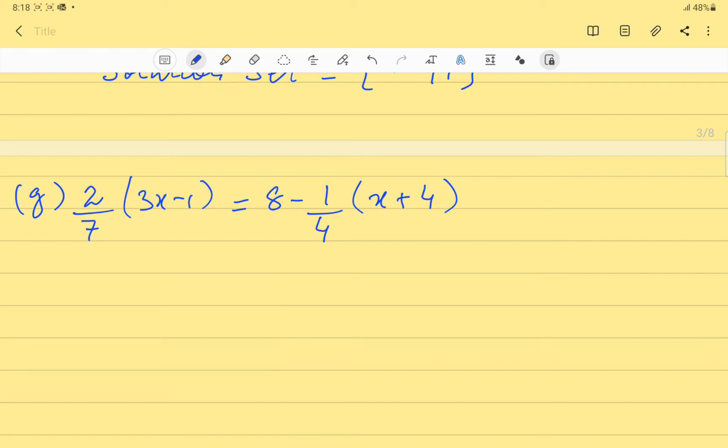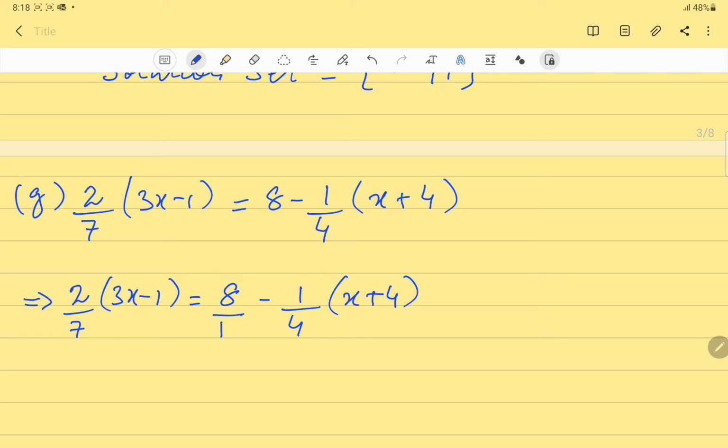Again, we have three fractions in this equation, so we have to find the LCM, but one of the terms is not having any denominator, so we will write the denominator first just for clarification, to make it easy. So 2 over 7 into 3x minus 1 is equal to 8 over 1 minus 1 over 4 into x plus 4. Now we will find the LCM of 1, 4 and 7.